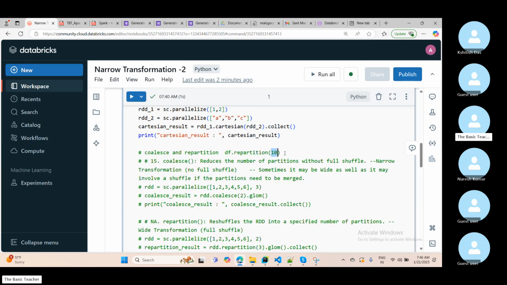Just assume that you did 10 partitions, but one node has 2 GB of data, one node has 4 GB of data, and one node has 50 MB or 500 MB of data. What will happen? The node with 500 MB will complete its processing much faster, right? Within a few minutes or few seconds. And the nodes with GBs of data, 2 GB, 4 GB, will take lots of time.